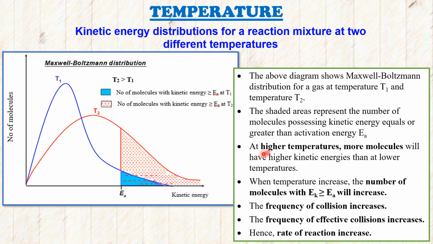So we can conclude that at higher temperature, which means T2, more molecules will have higher kinetic energy than at lower temperature. So when temperature increases, the number of molecules with kinetic energy equal to or greater than EA will increase. Therefore, in this shaded area at T2, what would happen next? The frequency of collision increases, and therefore the frequency of effective collision also increases, and the rate of reaction increases. So these are all the points that you have to include in your explanation.